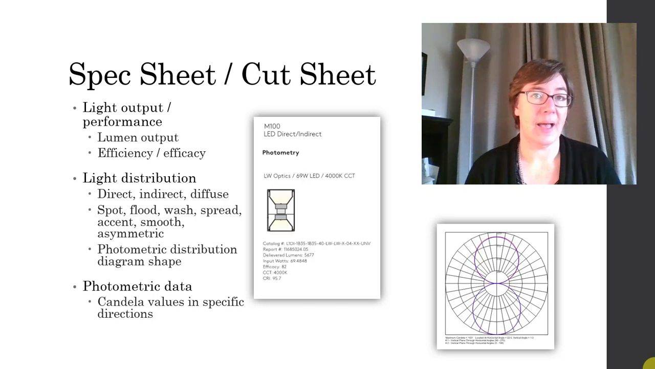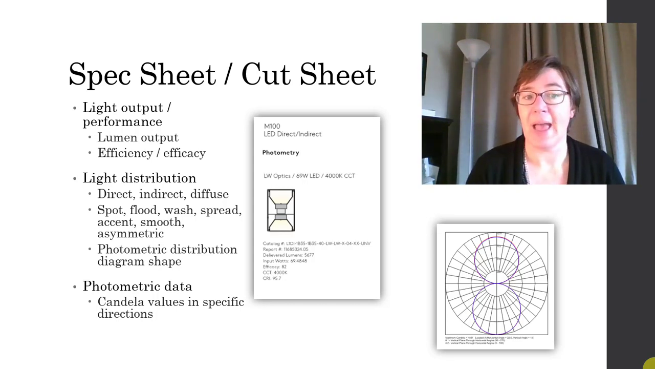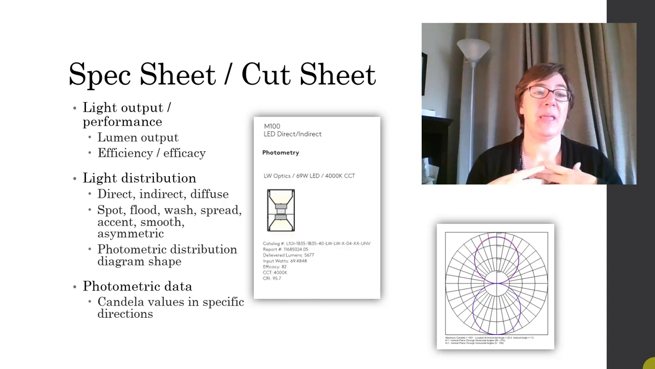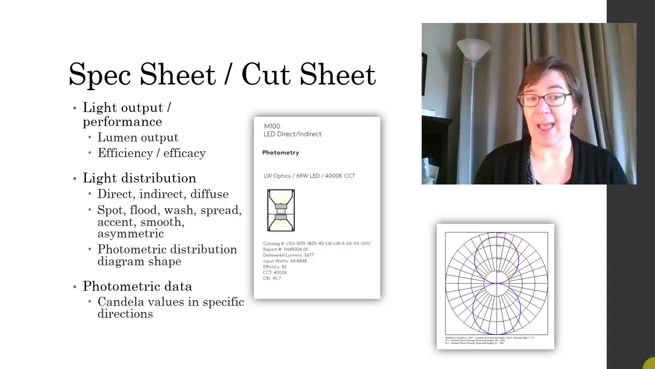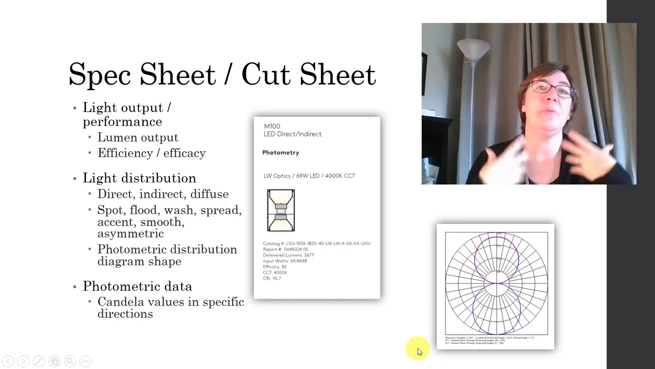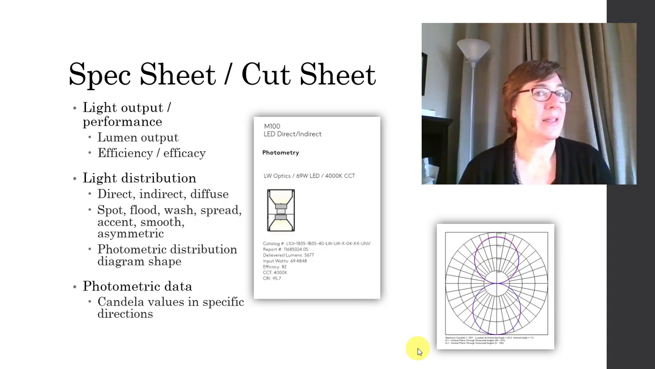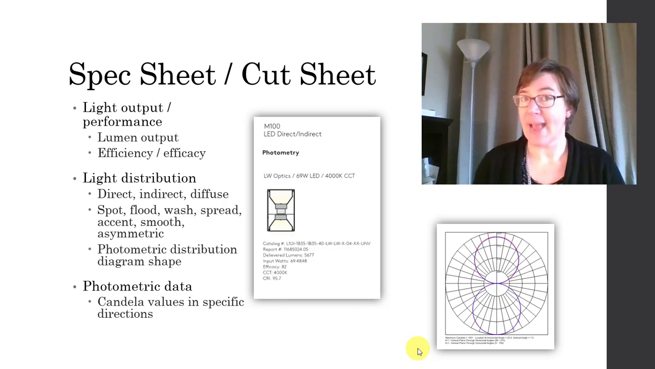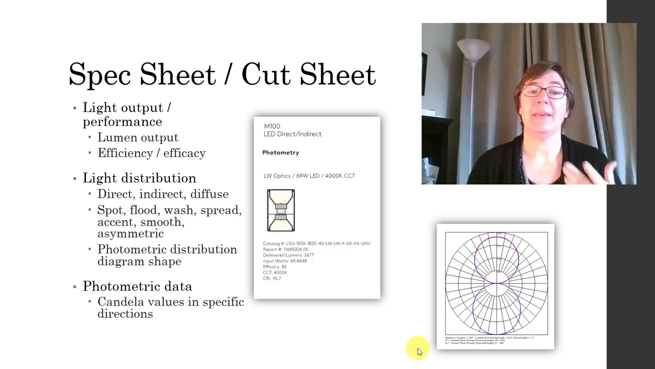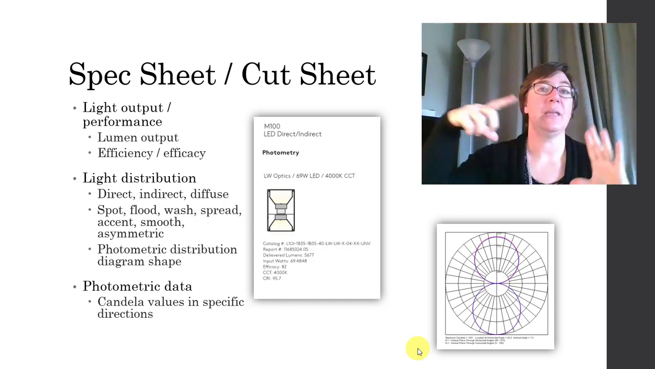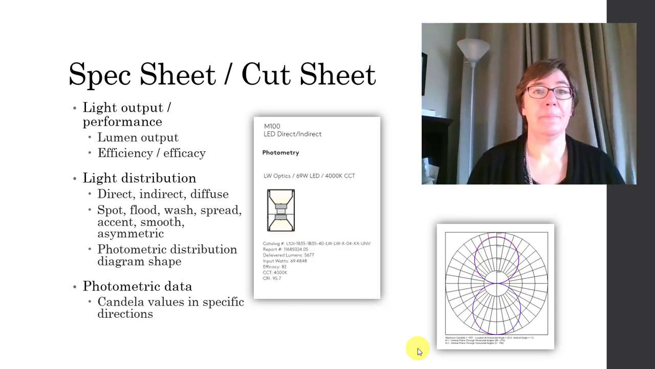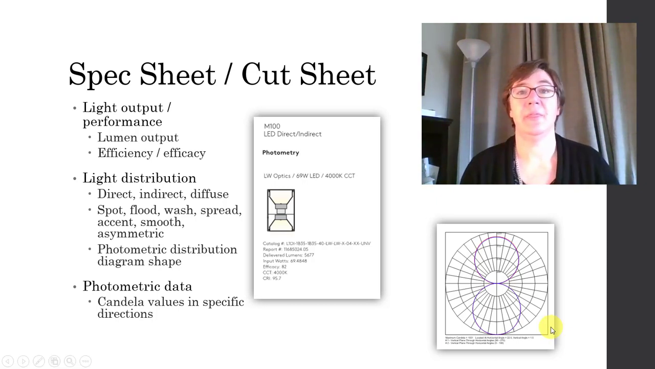And you'll take a look at not only any description of that, but there will be a photometric distribution diagram. And that looks like this right here. And that'll help you visualize the shape of the light distribution. Finally, you'll also look at any photometric data that might be provided, the candela values in specific directions. This could be in a chart format, or sometimes they only provide the graph here.